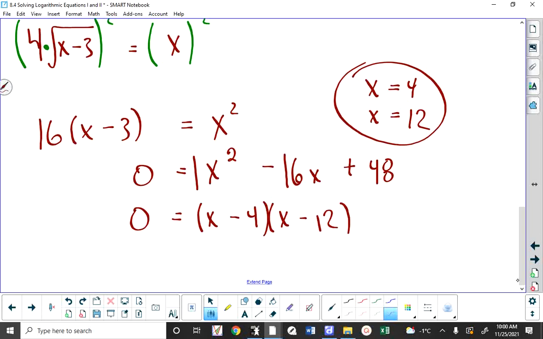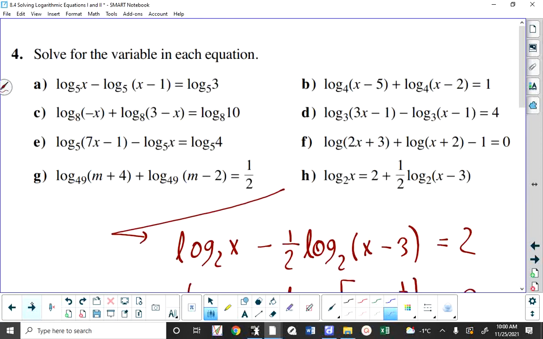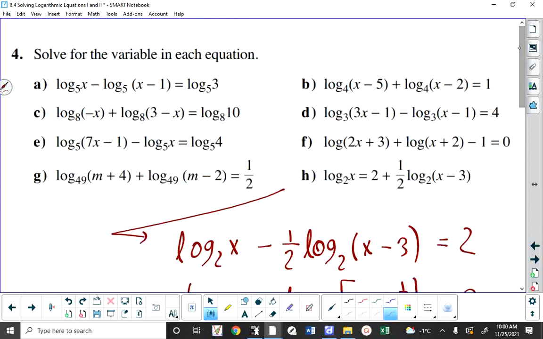This is a little tricky now. When you check for extraneous roots, remember that you want to go back to the original equation. So, what did I say? 4 and 12? Is that what I wrote? Yep. When I put 4 into the left and the right side, both of the arguments will be positive. When I put 12 in, both of the arguments will be positive. So 4 and 12 are both legitimate solutions.